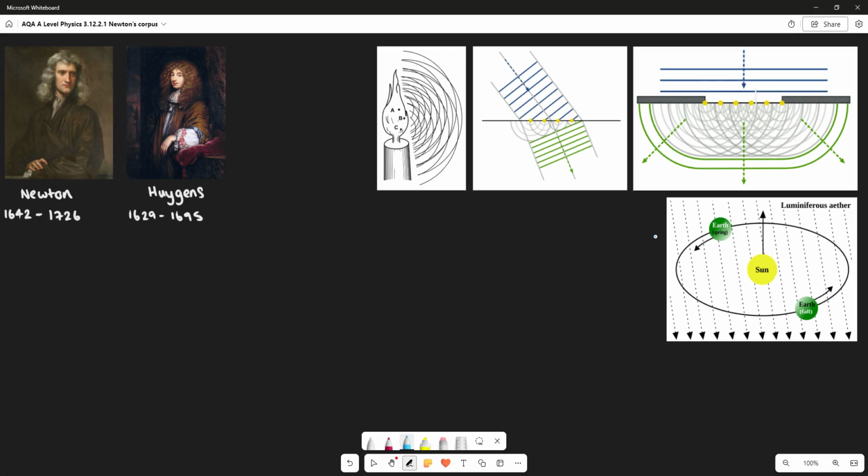And yet the scientific community went with Newton, his theory of corpuscles, and dismissed Huygens' theory of waves. And this is because at the time Newton was a very famous, a very prominent physicist, and he had a lot of influence in scientific society at the time.